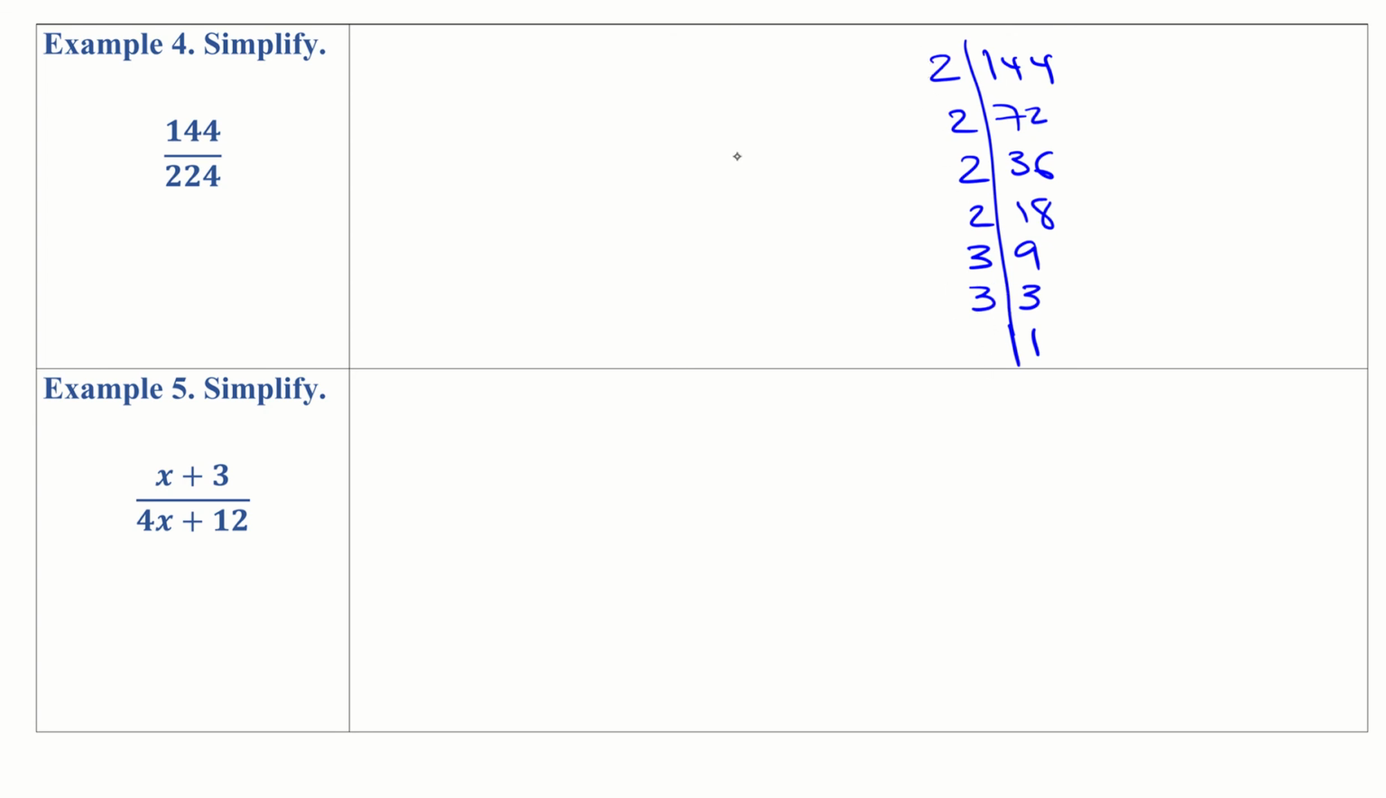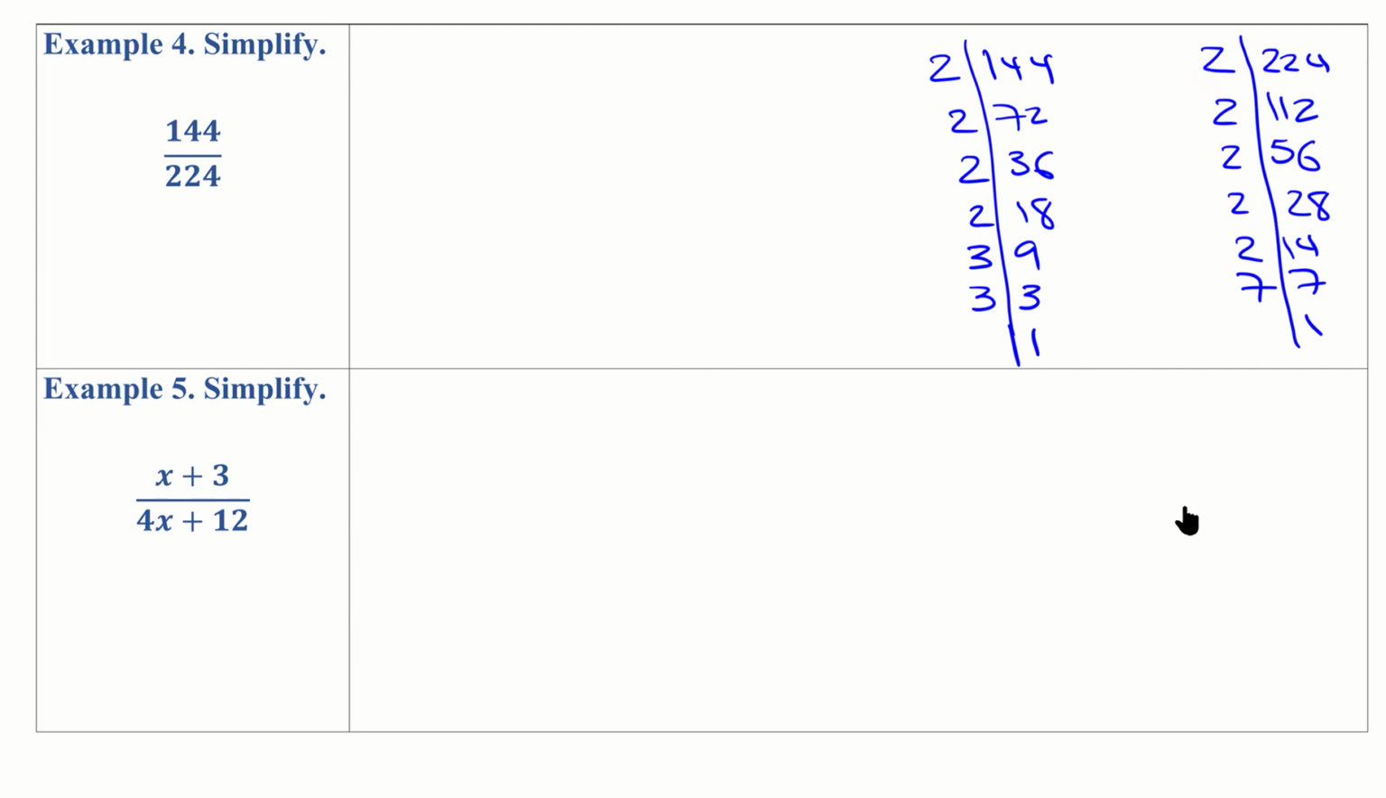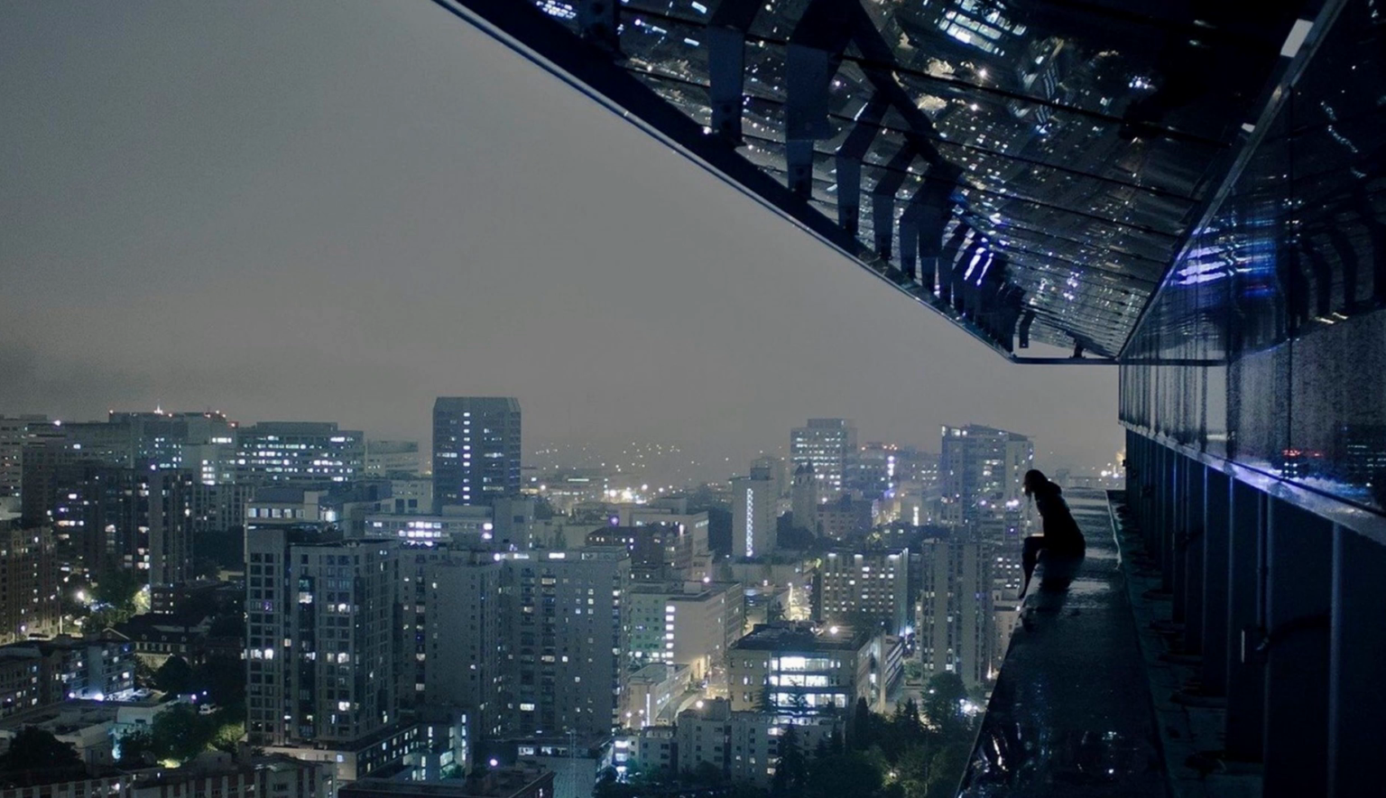And we'll do the same thing for 224. We know that 2 goes into 224 112 times. It goes again 56 times. Once again 28 times. Again 14 times, one more time 7 times, and then finally 7 goes in 1. Here we have the prime factorization of 224. So we can write 144 over 224.